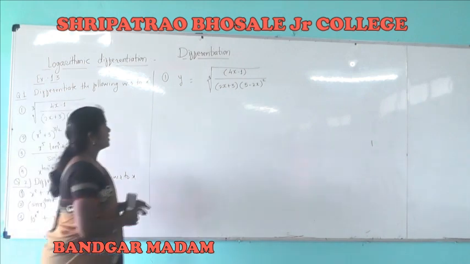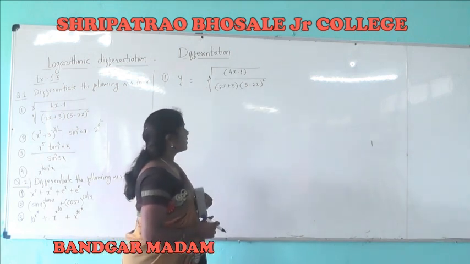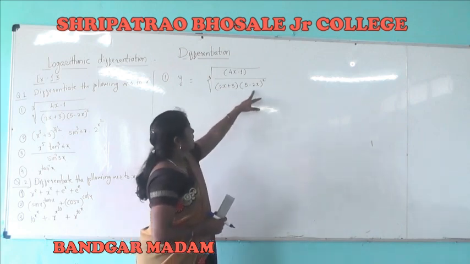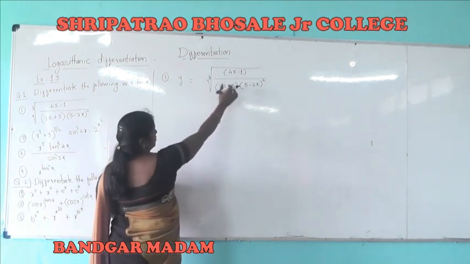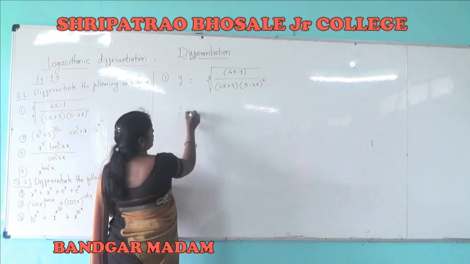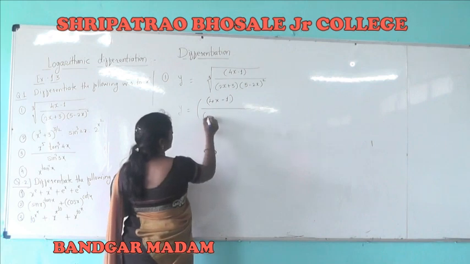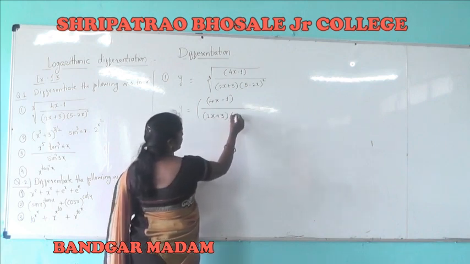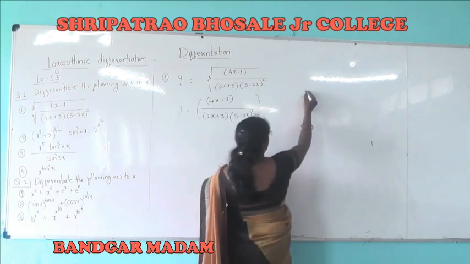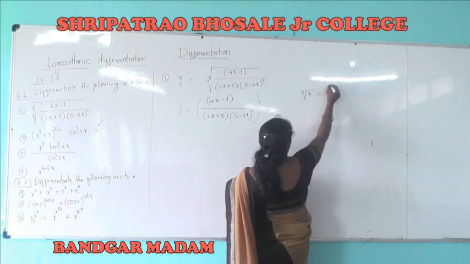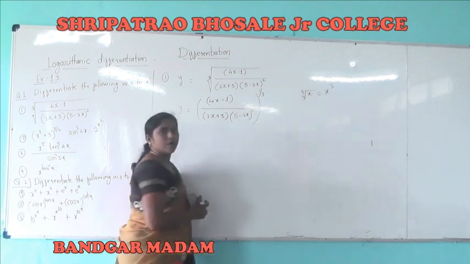The first example is to differentiate y is equal to cube root of (4x minus 1 upon 2x plus 3) to the power minus 2x bracket square. Now this cube root is the power of this function. So we will write this as (4x minus 1 upon 2x plus 3) into (5 minus 2x) bracket square. The cube root of x means x to the power 1 by 3, so we'll take the power as 1 by 3.